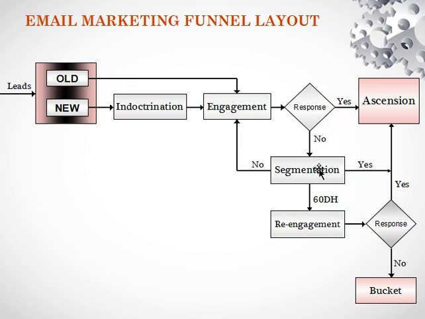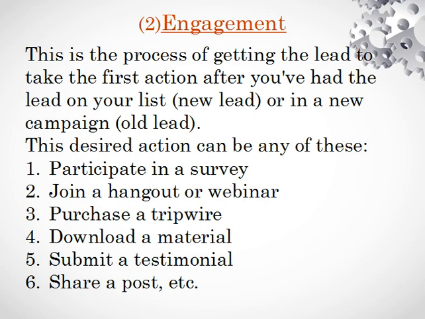You put them in a segmentation loop, and if they say yes, if they respond, then they go to the ascension. If after that 14 days they don't respond, you put them back in the engagement funnel. Send them back in the engagement loop, and all of that. Now, when you do that about 3 to 4 times, you put them in a hibernation loop. We'll look at that in detail. So now let's look at the engagement.